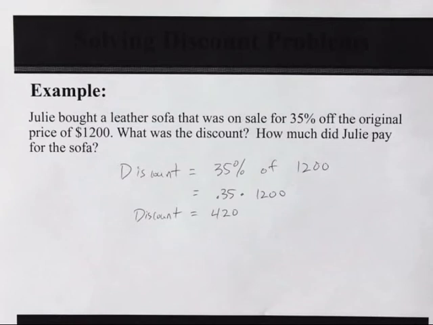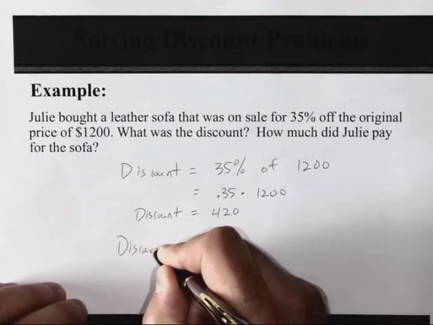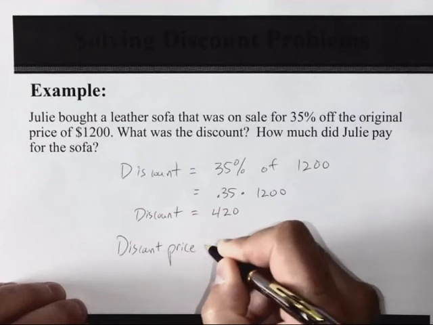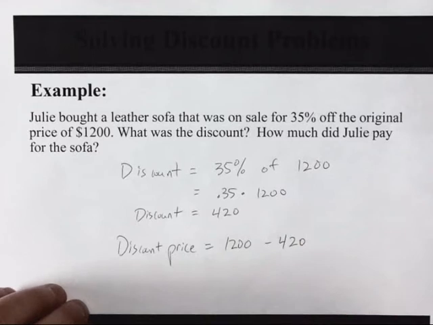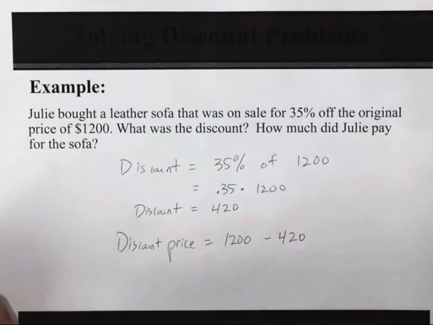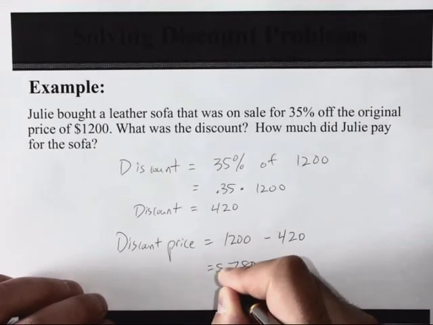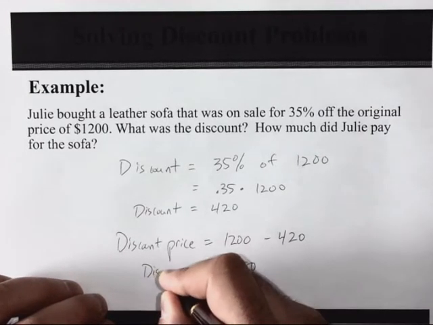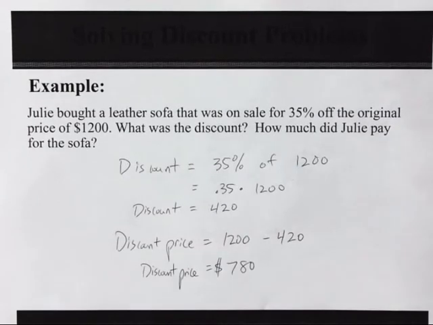So then to determine how much she paid, right, the discount price is going to be the original price, $1,200, minus the $420 discount. So we get $780 for the discounted price of the sofa. Okay.